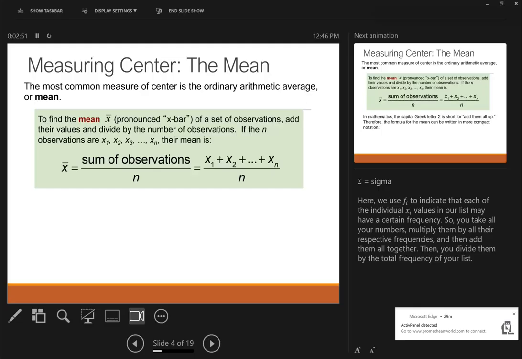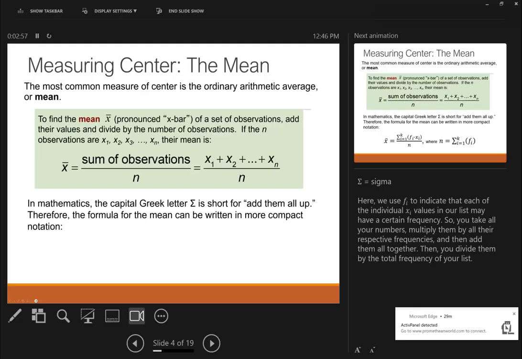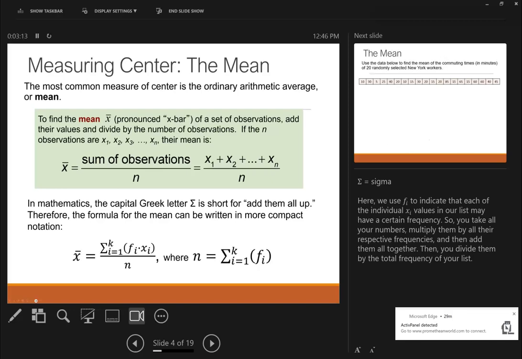This isn't how we're going to write our formula for the mean, though. When I put it on a formula sheet, I'm going to use sigma notation, which includes that capital Greek letter sigma. It just means to add them all up. So we would say that x bar is the sum from i equals 1 to k of f sub i, that's the frequency of the ith observation, times x sub i, that's the ith observation, divided by n, which is just the sum of all the frequencies.